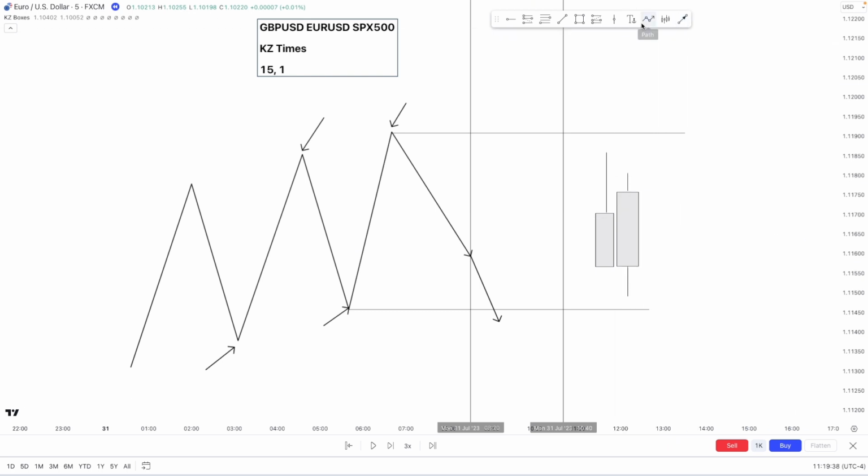But let's just say something like this happens. So for example, we form a high right over here. We haven't engulfed the body yet. If you break this low right over there, don't enter the trade. The trade is invalid. But it's not this easy.